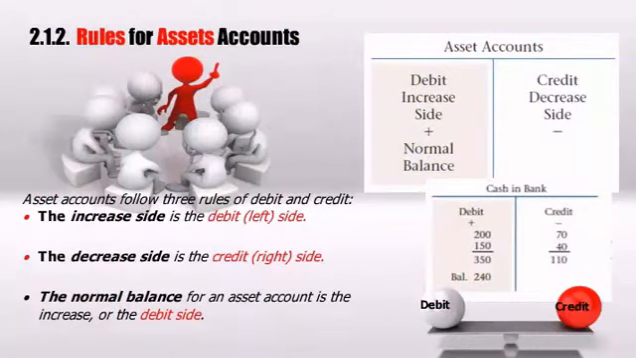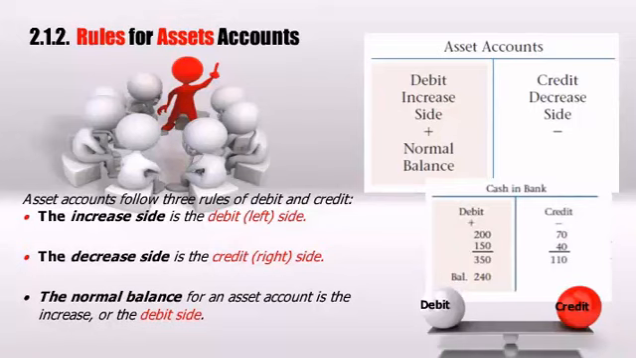That brings us to rules for asset accounts. For asset accounts, the increase side is the debit. It is the left side of the T account. The decrease side is the credit, it is the right side of the T account. Notice the plus and minus signs that are used to indicate the increase and decrease sides of the account. They do not mean the same thing as debit and credit.